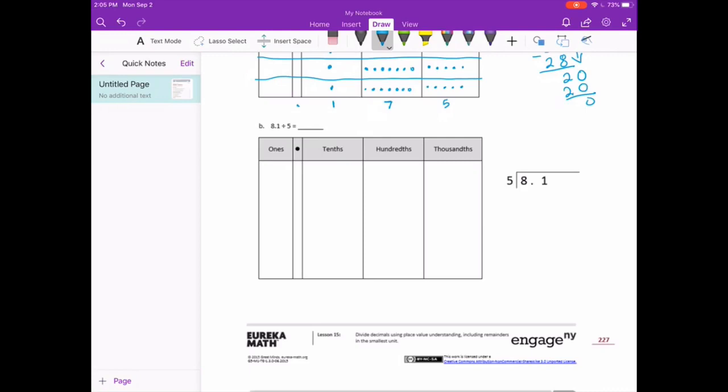Part B, 8 and 1/10 divided by 5. So I'm going to draw my 8 ones and 1/10. And we need to divide that into 5 equal parts. So I'm going to make 5 sections.